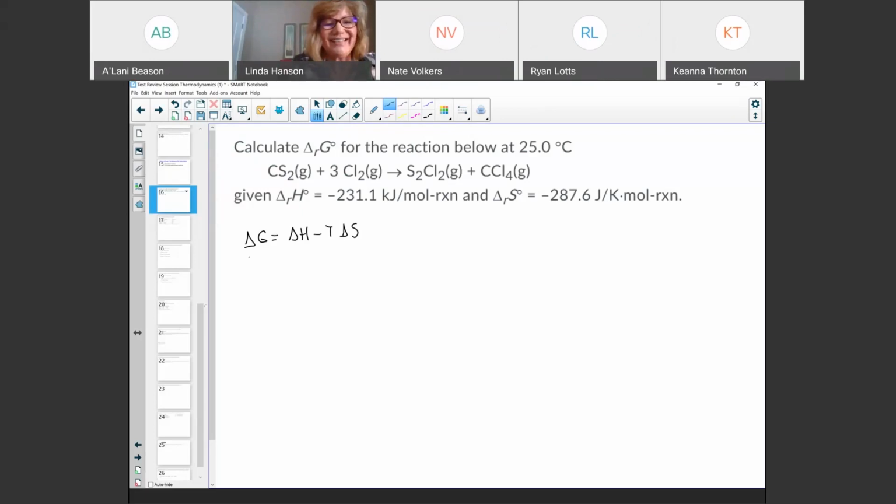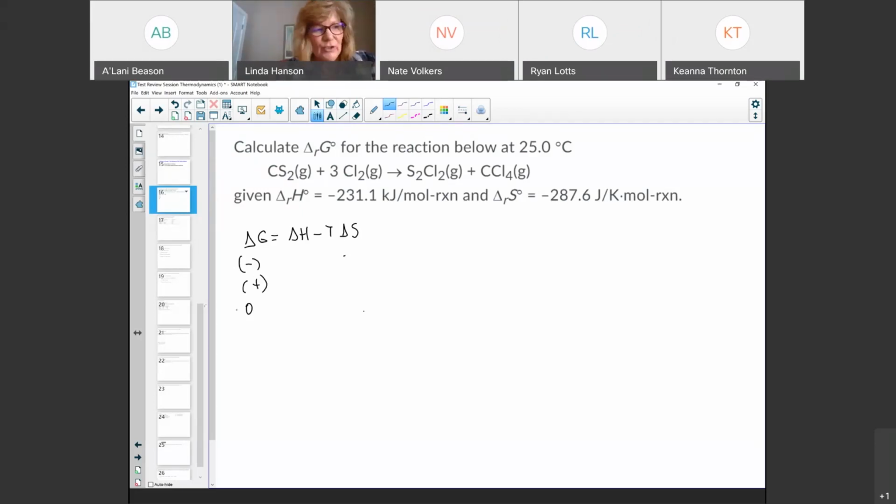We know that if it's negative, it'll be spontaneous in the forward direction. If it's positive, by the time we're done calculating, it's non-spontaneous in the forward direction. You could think of that as saying it's spontaneous in the reverse direction. And if it came out to be exactly zero, you know that your system is in dynamic equilibrium.